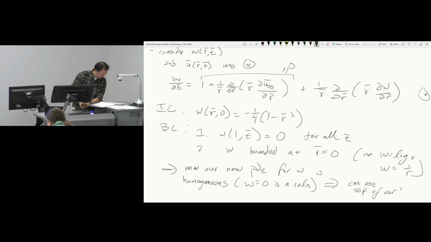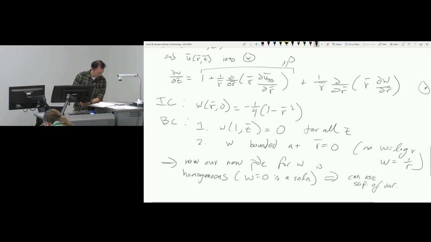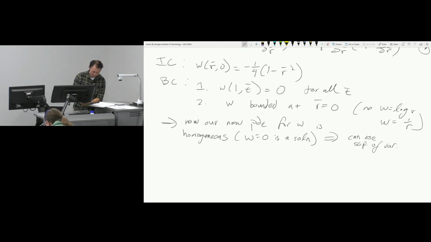This is the first time you're doing it here, but raise your hand if you did separation of variables before in heat transfer or any undergrad. Okay, separation of variables. So that means we're going to assume, all right, let's separate variables. We kind of did in the last problem, but let's review again.